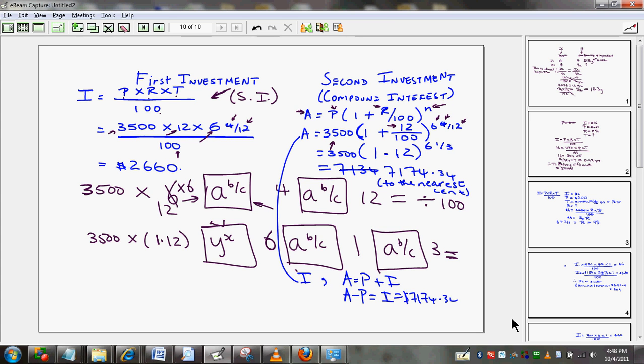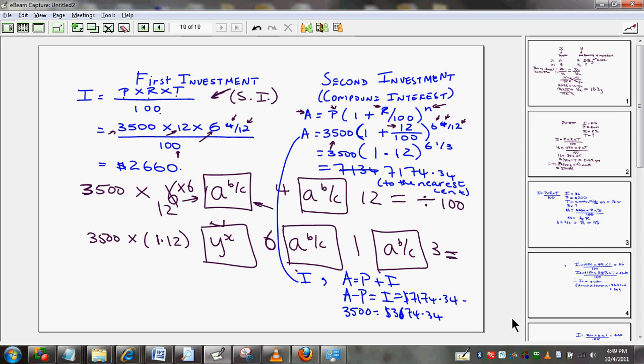7,174.34 take away $3,500. And that will give us the interest. Right? When you subtract that, you should get 3,674.34, like that. Okay? And that would be the interest that was earned.